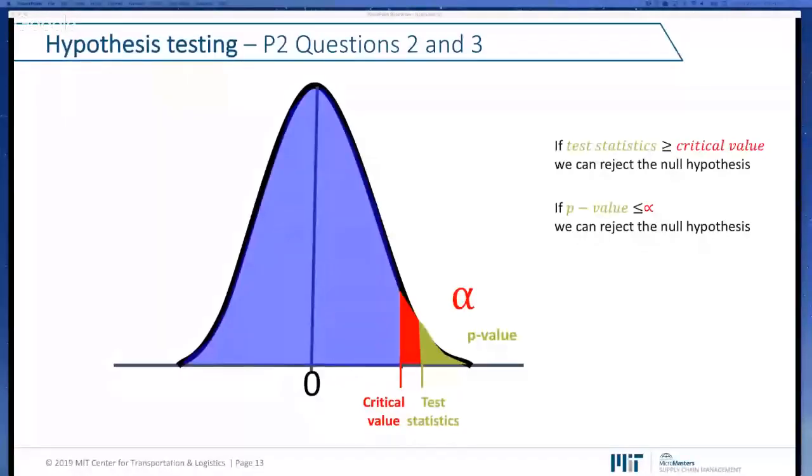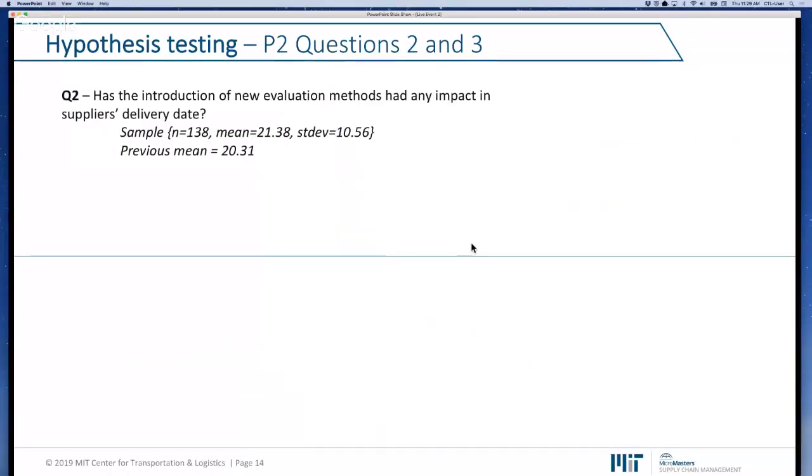So let's see how the problem looks with this in mind, what we just mentioned. Okay. So question 2, we mentioned it earlier. They were asking us how the introduction of new evaluation methods had an impact, if it had an impact or not, on the supplier's delivery date.